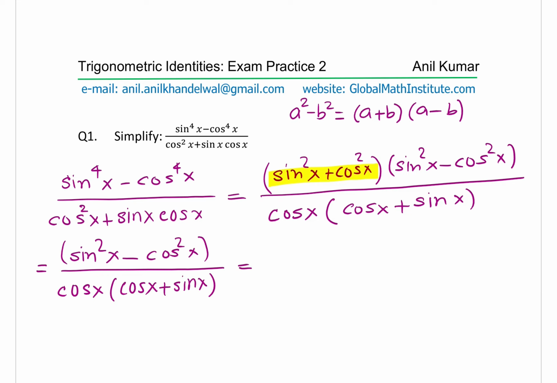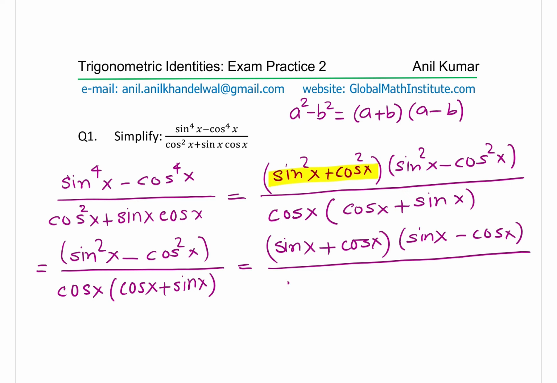Now again we can apply the difference of squares, the formula which we began with, and simplify. So we could write this as sin x minus cos x times sin x plus cos x, the product of sum and difference. What do you notice? One factor is common in numerator and denominator, and that can be cancelled. So that will help us to simplify the given expression.